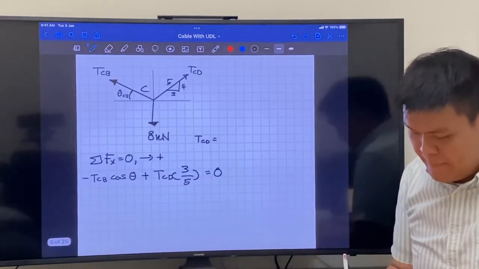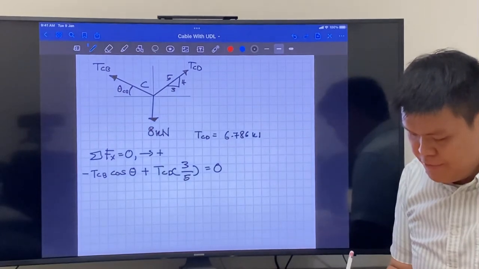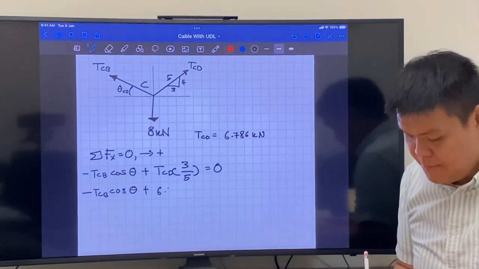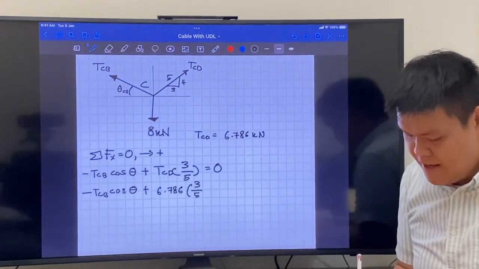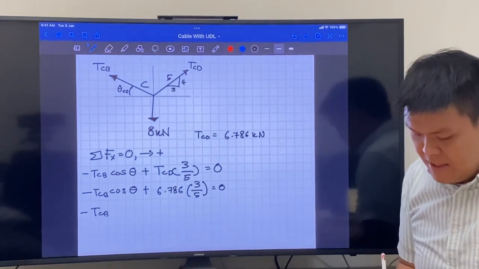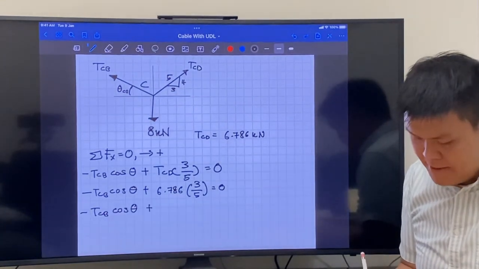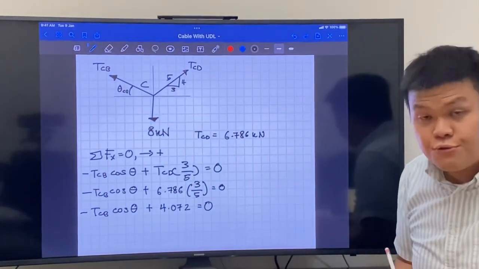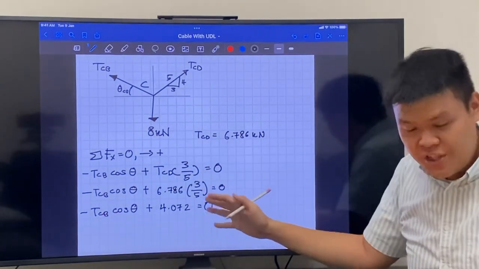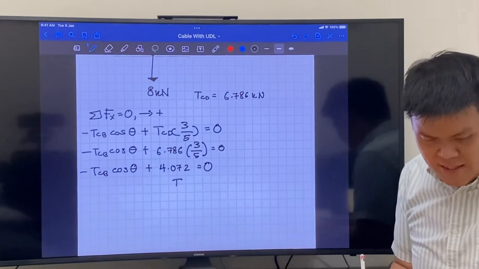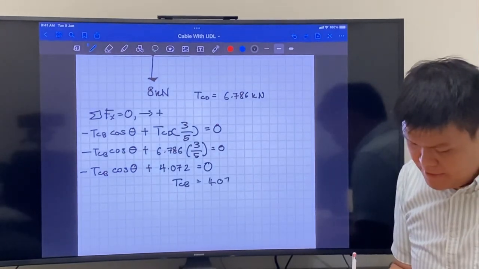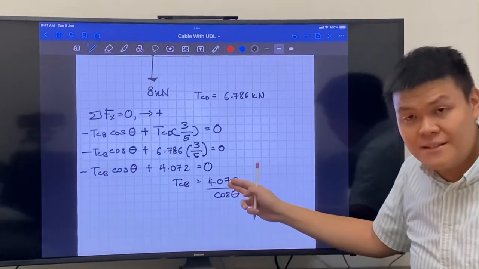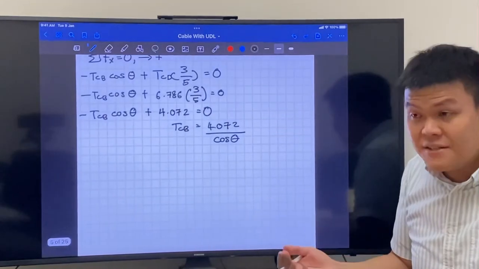6.786 kilonewtons. So minus TCB cosine theta plus 6.786 times 3 over 5 equals 0. Once you work this out, it comes up to TCB cosine theta plus 4.072 equals 0. Now, rearranging this, we get TCB equals 4.072 over cosine theta. So we leave it like this, and then we move on to the y direction.